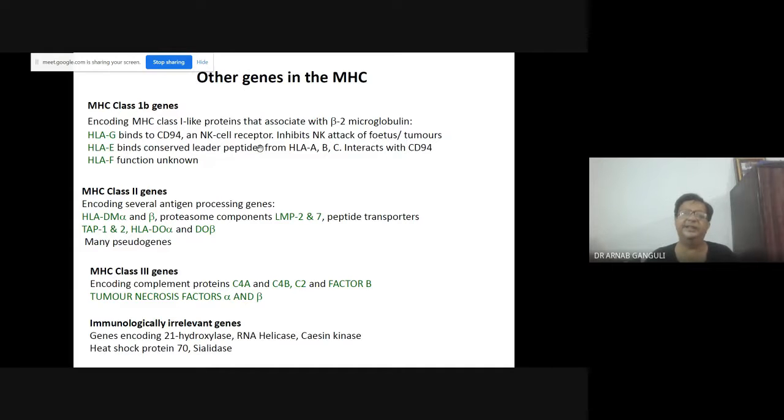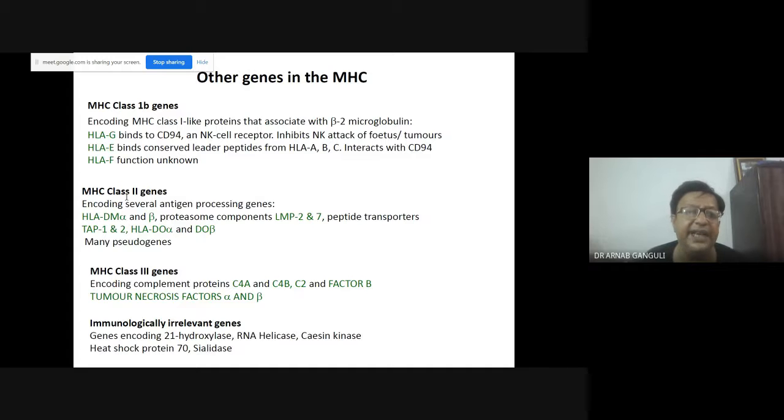HLA-E binds conserved leader peptides. Leader peptides are leading peptides. কোনো পেপটাইডের প্রথম দিকে the first few amino acids, they are the leader peptides, leading sequence. Basically অনেক সময় signal sequence hypothesis পড়েছে, leader peptide, they will determine whether it will go to the Golgi complex or whether it is endoplasmic reticulum or plasma membrane, or chloroplast or mitochondria, this leader is going to do it. HLA-E binds conserved leader peptides from HLA-A, B and C. It interacts with CD94. HLA-F function unknown.